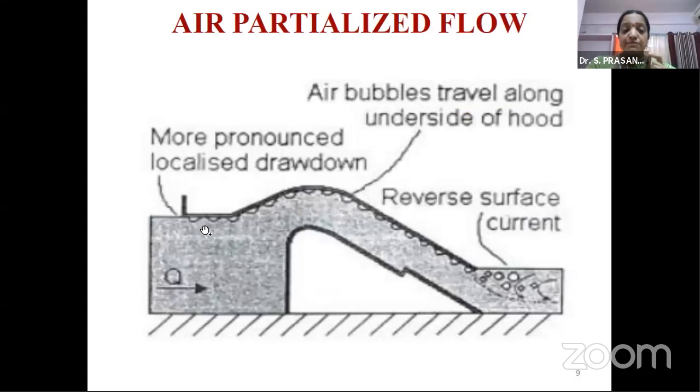Here in this case, if you see the complete hood portion, the outer line of the hood portion is completely filled with air and water bubbles. This stage is called air partialized flow, and this is where your air regulator siphon spillway is going to take an important role. So the complete hood is filled with water, and the inside of the outer line of the hood is filled with air and water bubbles.